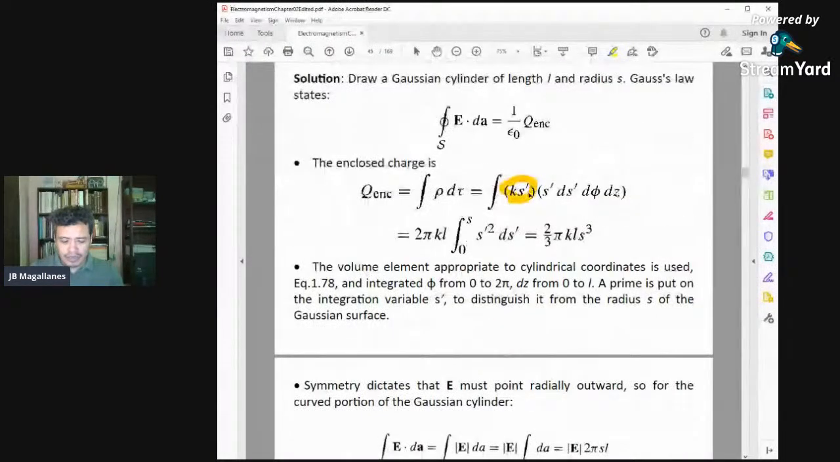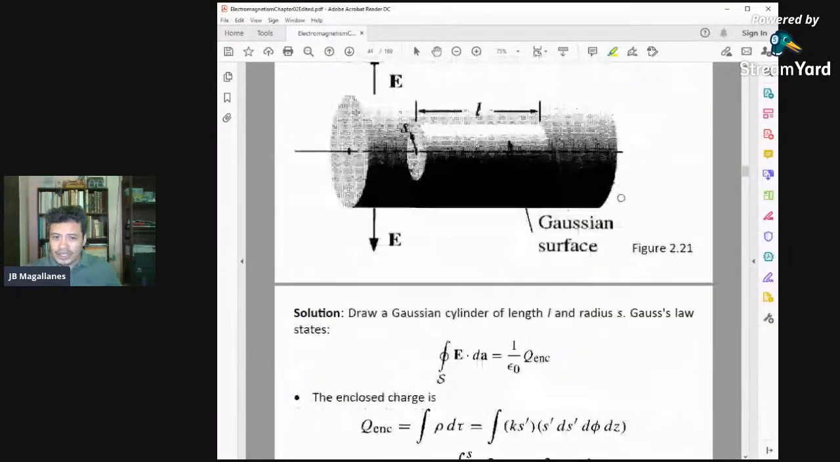The prime coordinates are there because the primed point is the source point. You are integrating at the source of the field, so you have prime here. So k s, s ds d phi dz, and of course your k will just come out. Your d phi will be integrated from 0 to 2 pi, so it will come out here. And then your dz will just be the length of the Gaussian surface here.